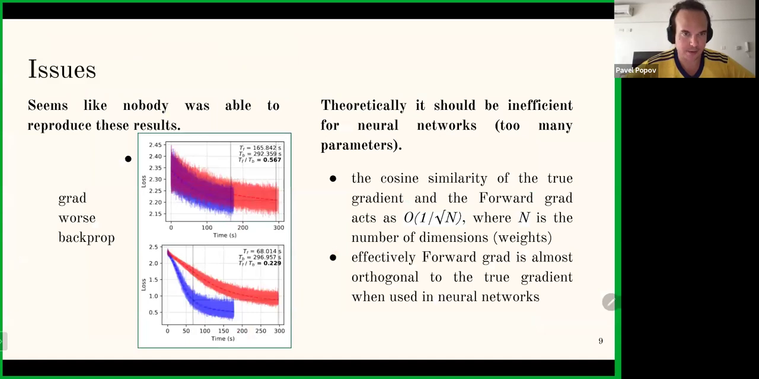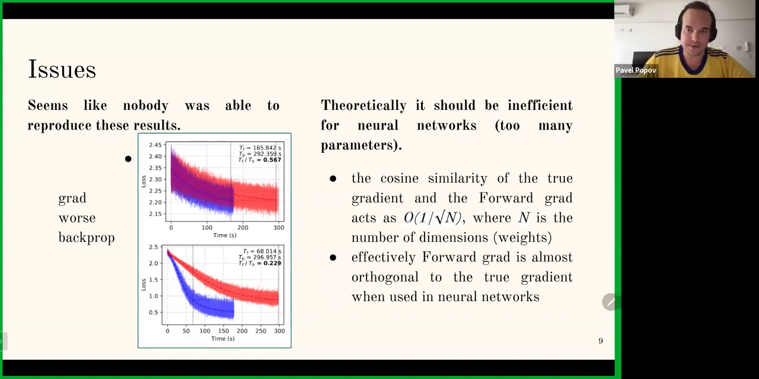First, it seems like nobody was able to actually reproduce the results obtained in the paper. I was trying to do that, and I got kind of reverse results. Forward mode was twice slower than backpropagation, and it was also less accurate. And that's one problem.